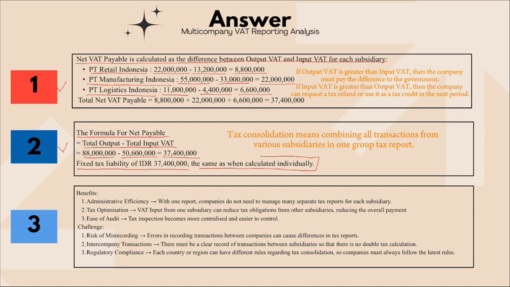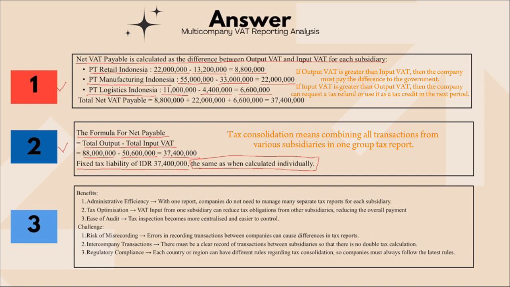Tax consolidation has many benefits, including administrative efficiency, tax optimization, and making it easier for audits to check reports. Besides that, there are also challenges, including misreporting risk, intercompany transactions, and different regulations. After that, we can see the benefits and challenges. We have 3 benefits and 3 challenges.